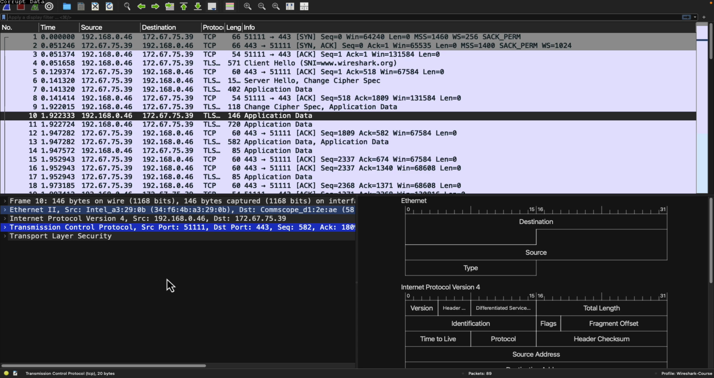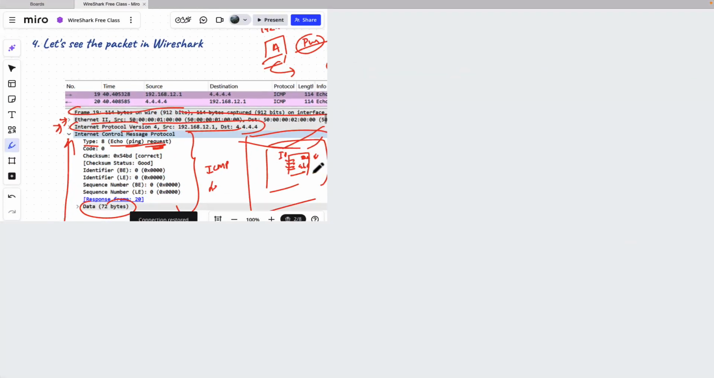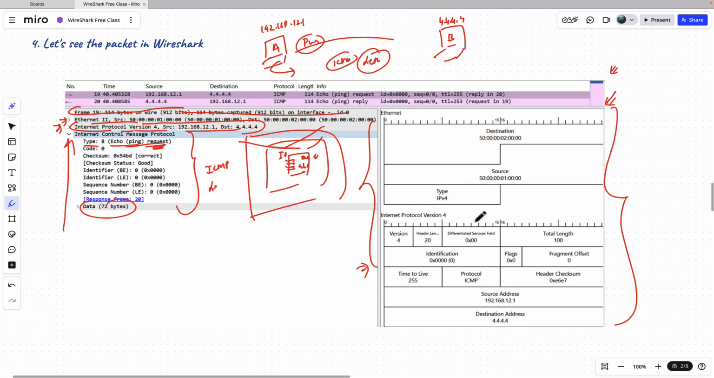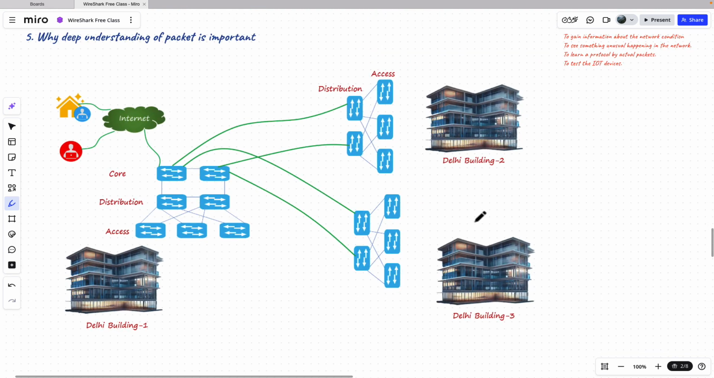Having said that, let's move back to my board again and see what we have on the next board. The next board is why a deep understanding of packets is important. What I have done here is a diagram of a typical campus network. We have 3 buildings in a particular campus.